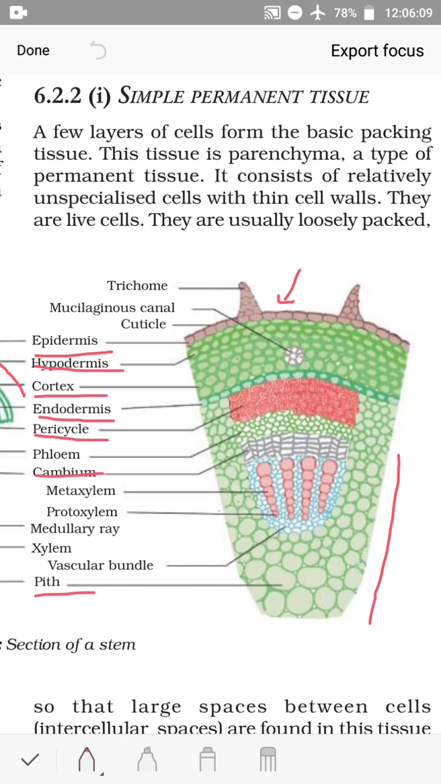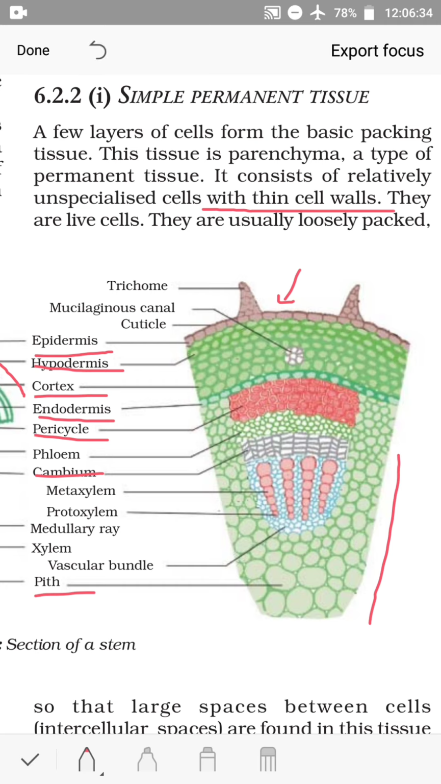Simple permanent tissue. These are of three types: parenchyma, collenchyma and sclerenchyma. First we are discussing parenchyma. A few layers of cells form the basic packing tissue. This tissue is parenchyma, a type of permanent tissue. It consists of relatively unspecialized cells with thin cell walls. So they have thin cell walls.